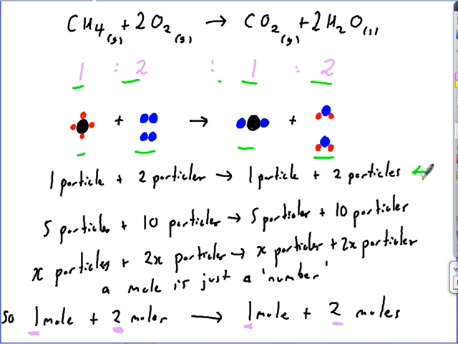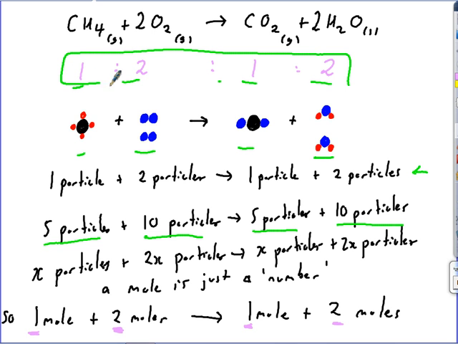If we happen to burn 5 particles of methane, that would mean we need 10 particles of oxygen and produce 5 particles of carbon dioxide and 10 particles of water. And we could pretty much burn any number of molecules we want, but these ratios we've got up here always have to stay the same. One molecule of methane always reacts with 2 molecules of oxygen to produce 1 molecule of carbon dioxide and 2 of water. And so that's what it says here.